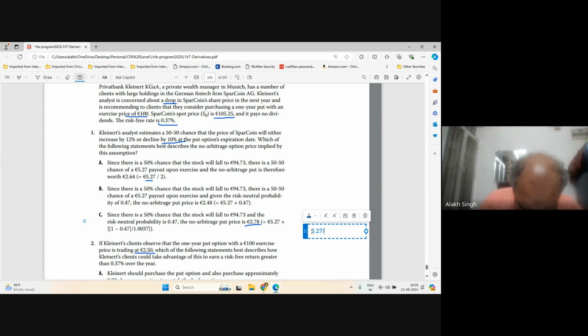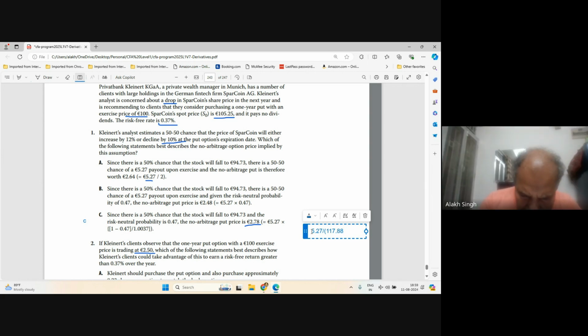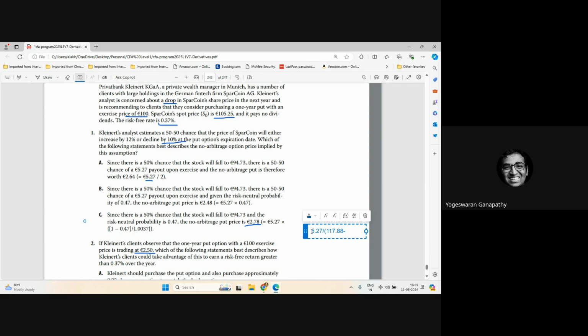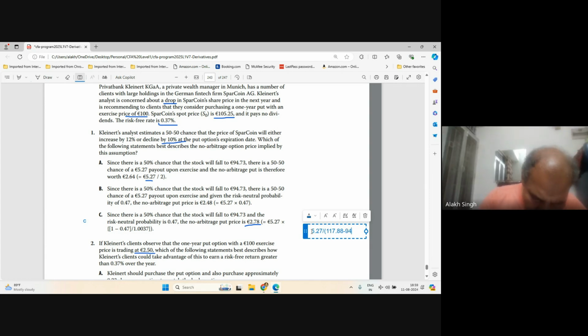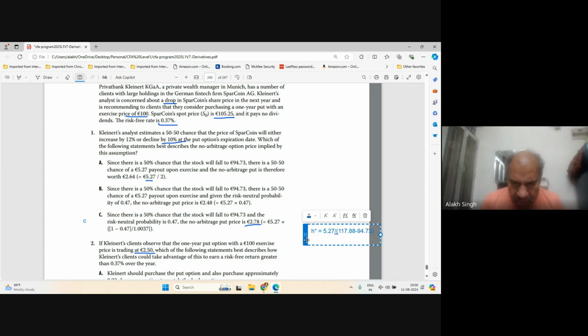5.27 divided by 117 point, how much? 88. 88 minus down 94.73. Okay, so what is the value? That is equal to 0.2276. H star is equal to 0.2276, which means 0.23.